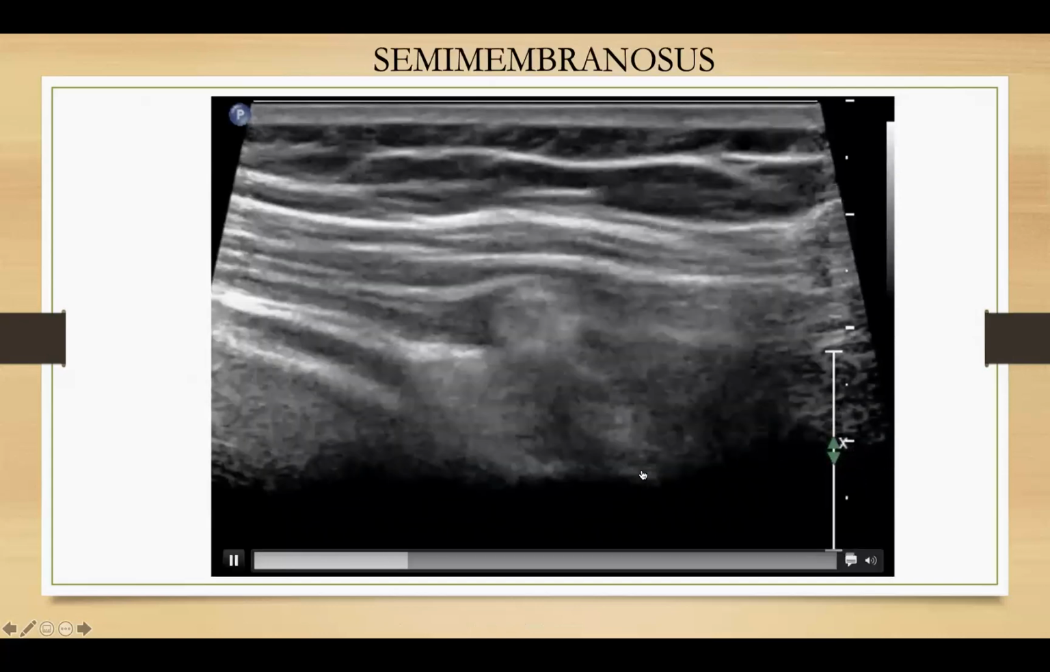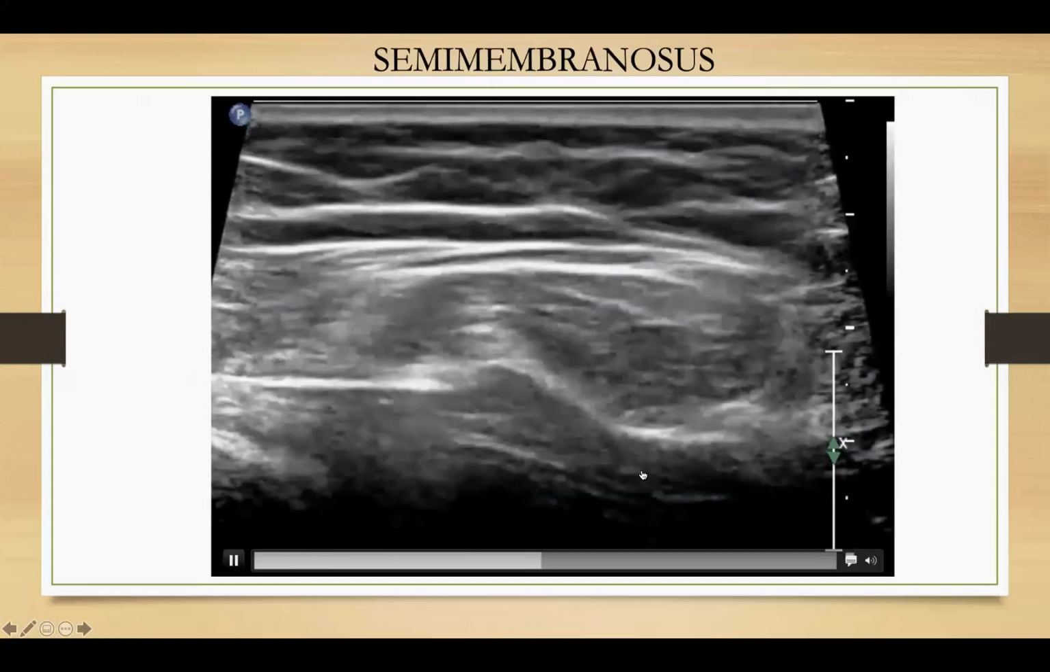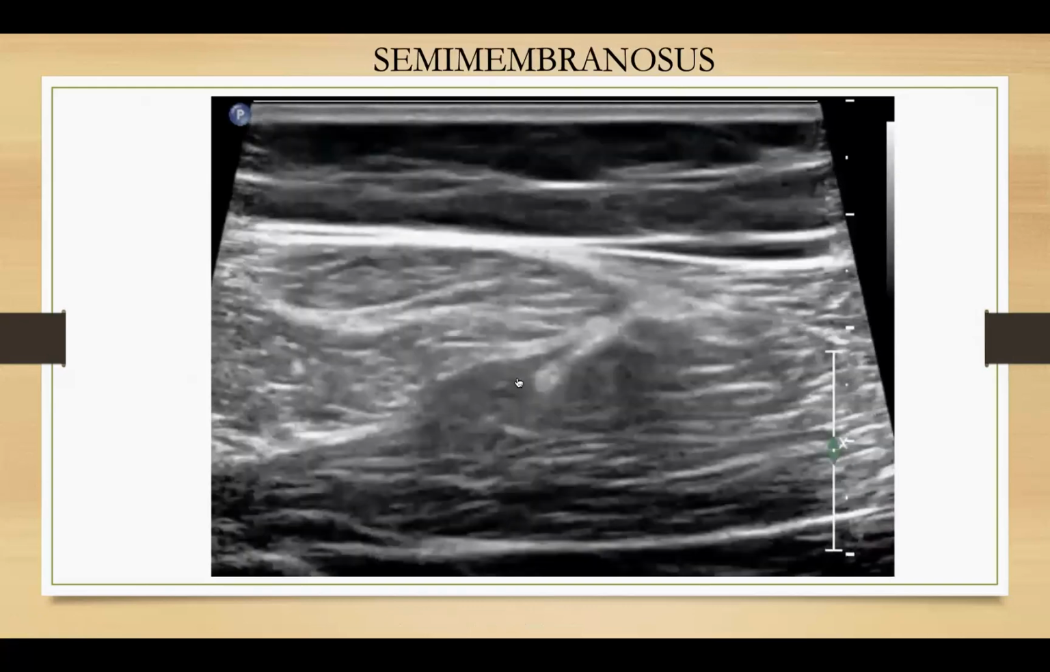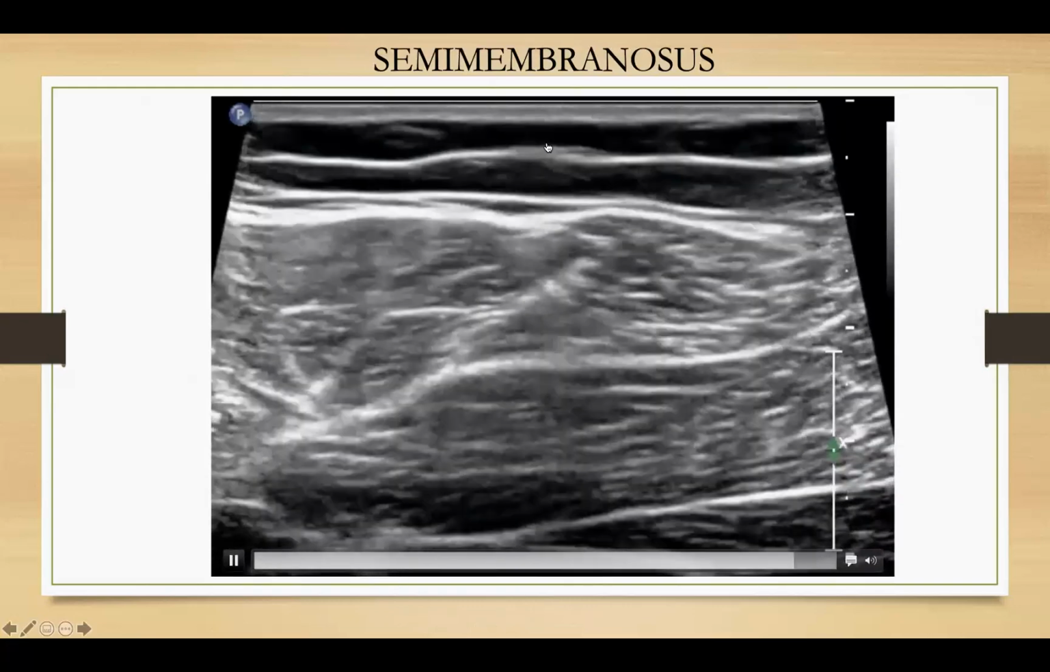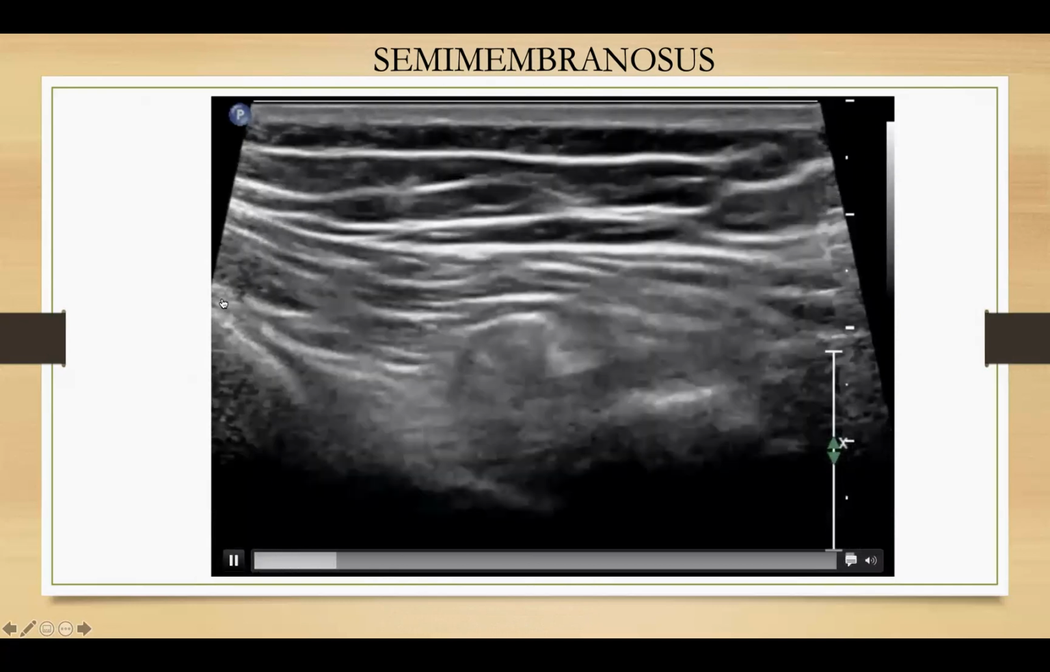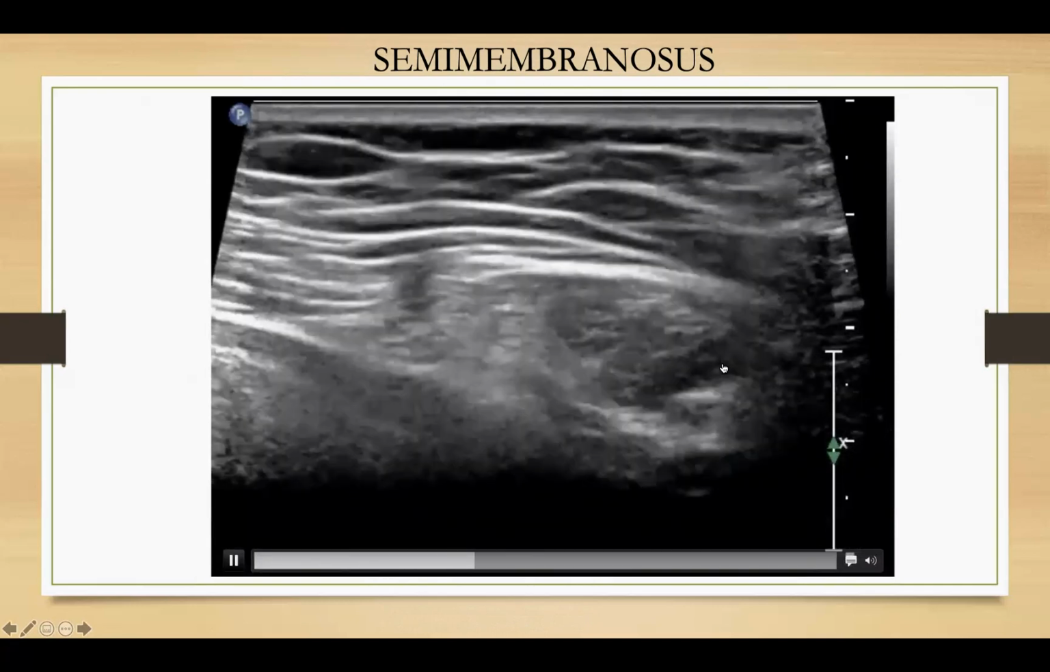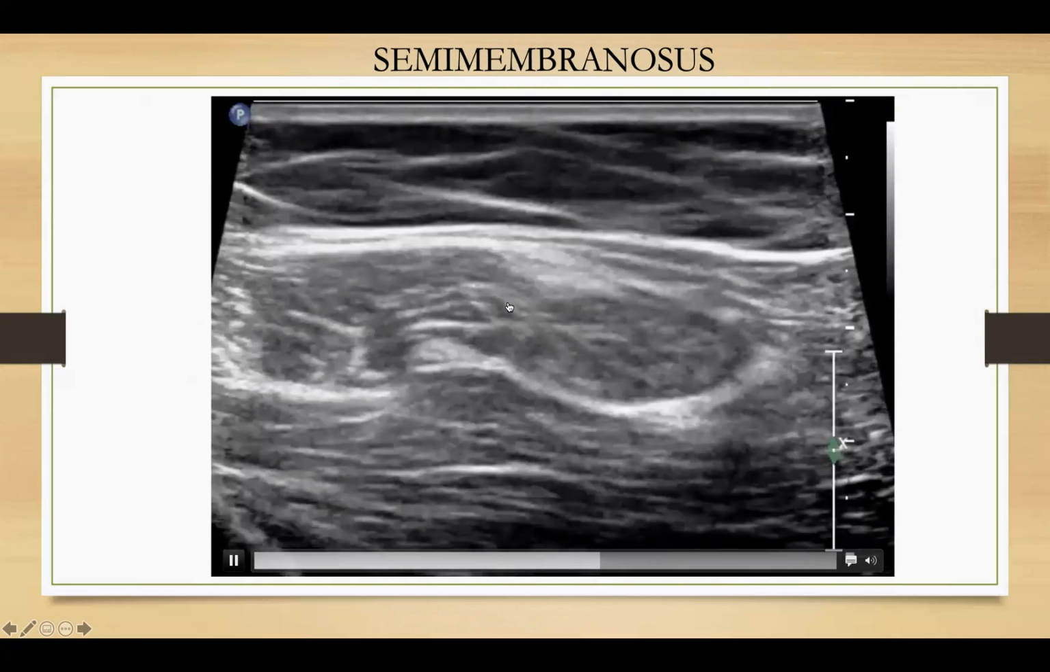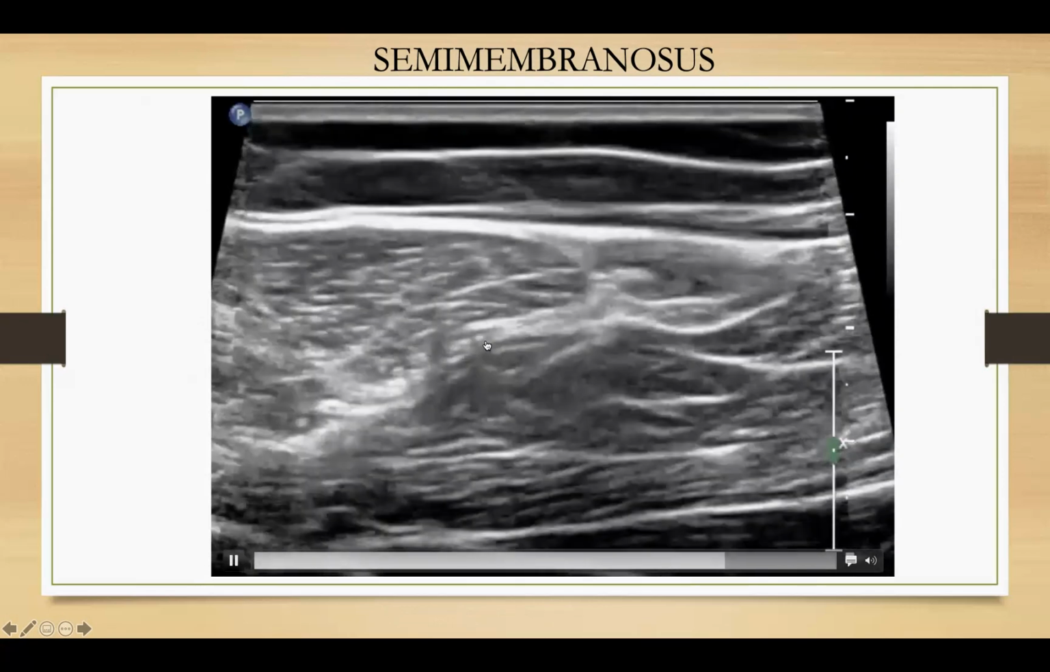Here's a little bit clearer depiction of this. I'll let this play through a few times. So again, top is superficial, left is lateral, right is medial. This is the semitendinosus muscle. This is the semimembranosus tendon.